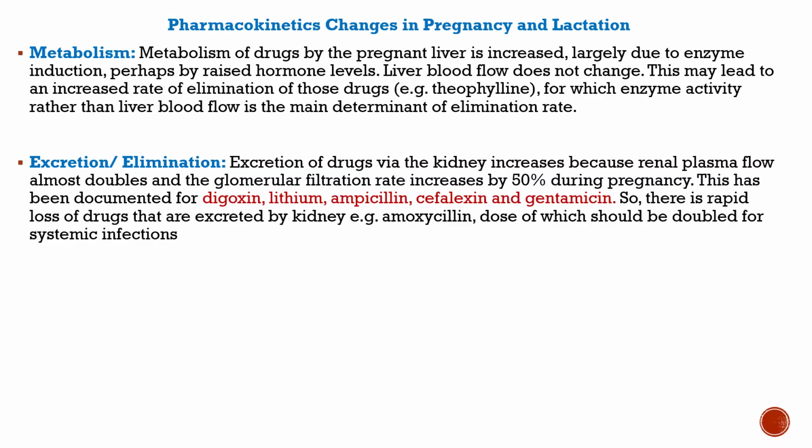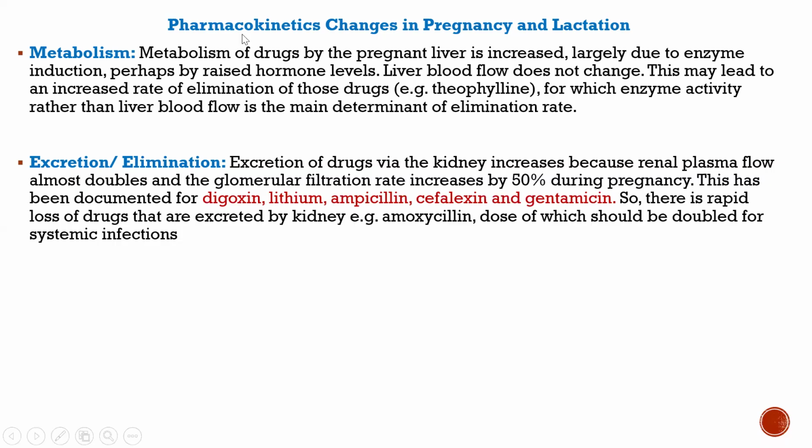Then when it comes to excretion or elimination, excretion of drugs via the kidney increases because renal plasma flow almost doubles, and the glomerular filtration rate increases by 50% during pregnancy. This has been documented for digoxin, lithium, ampicillin, cefalexin, and gentamicin. So there's rapid loss of drugs that are excreted by the kidney. For example, amoxicillin, the dose of which should be doubled for systemic infections. So when a drug is rapidly metabolized or eliminated, the consequence is that the dose should be increased or doubled for systemic infections.